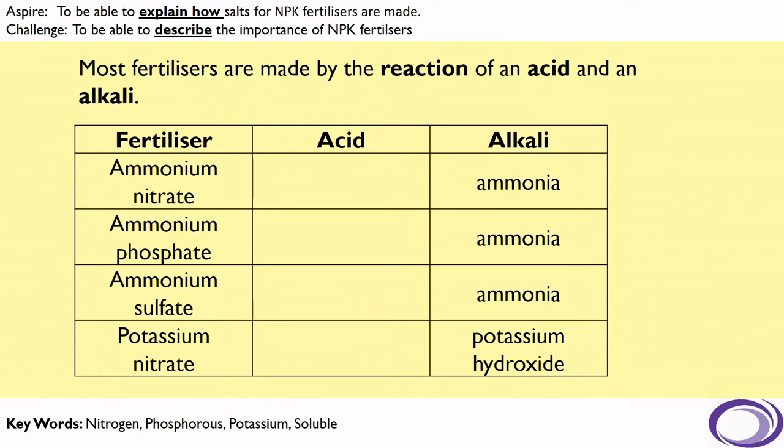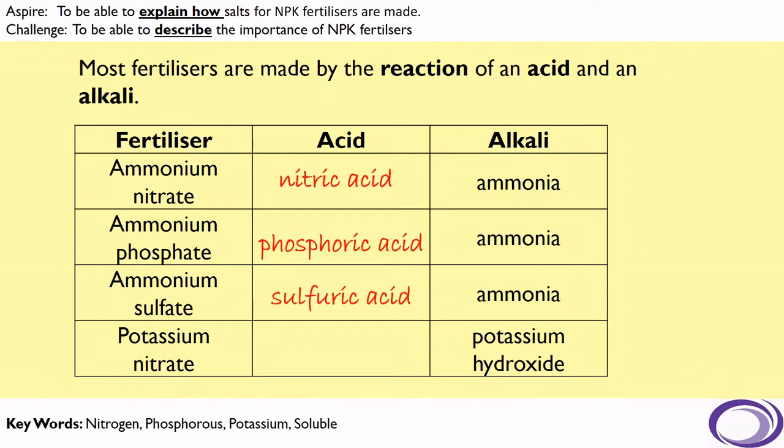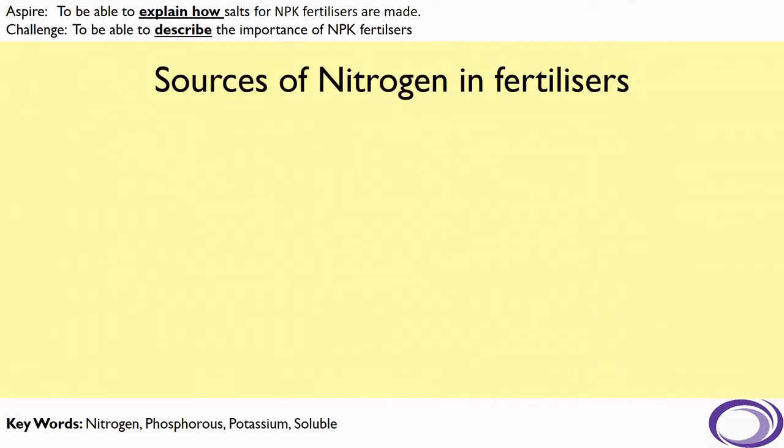Okay, so to make ammonium nitrate you would use nitric acid. For ammonium phosphate you would use phosphoric acid. For ammonium sulfate you'd use sulfuric acid. And again, for potassium nitrate, you would use nitric acid. Fab. So what we're going to do now is look at some of the sources of each of those minerals in fertilisers.